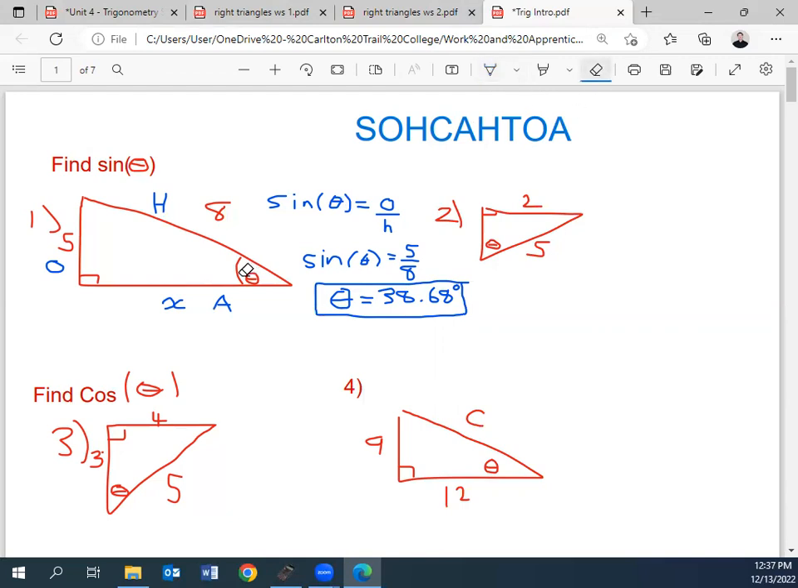Oh, I see what you're saying. So it's not going to be the adjacent side. It's actually going to be just the angle here. So that's what this angle is. If you were to take your protractor and put it up on there, that's the angle you'd get.